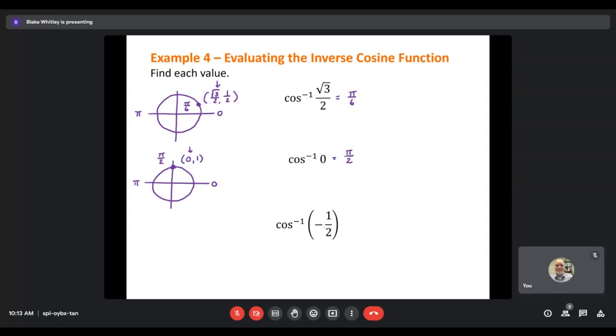And then finally, the inverse cosine of -1/2. Again, think about your unit circle. We need to be somewhere between 0 and pi. This time, we need a cosine value of -1/2, meaning we need the x value to be negative. That's going to put us in the second quadrant, right up here. That ordered pair is -1/2, square root of 3 over 2. And that point is 2 pi over 3. So our inverse cosine of -1/2 should be 2 pi over 3.